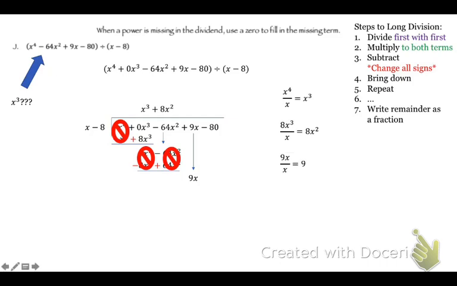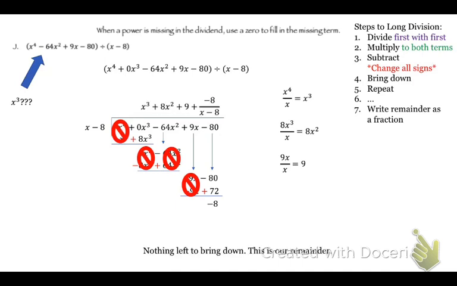Then I'm going to divide again. So 9x divided by x is just 9. 9 times x is 9x. 9 times negative 8 is negative 72. I need to have something to subtract right there, so I'm going to bring down the 80. Now I can subtract, change those signs. You're left with negative 8. There's nothing left to bring down, so that's going to be our remainder. Plus negative 8 over x minus 8.